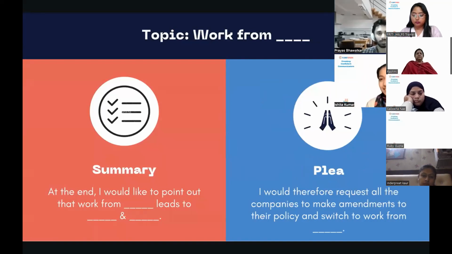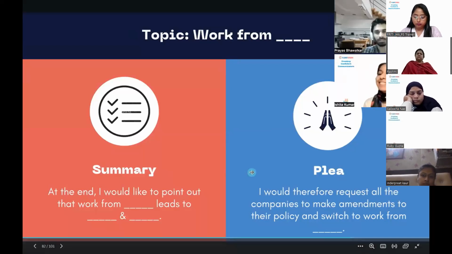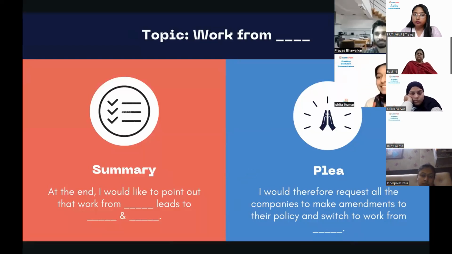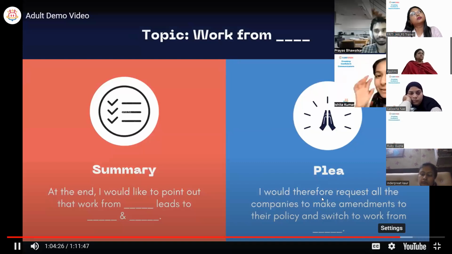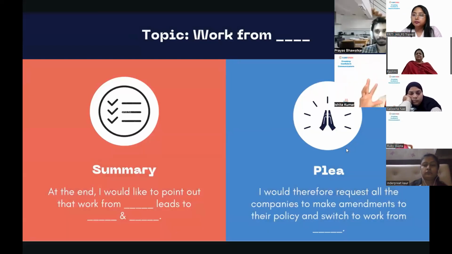Go ahead. I would like to point out that work from office leads to increased productivity, better physical and mental health, and a healthy lifestyle. I would hence request all companies to make some amendments in their policy and switch to a work from office role, which has been the case for so many times. Amazing. Great. Thank you so much, Prayas. I hope you remember your words again, especially for the summary you made.